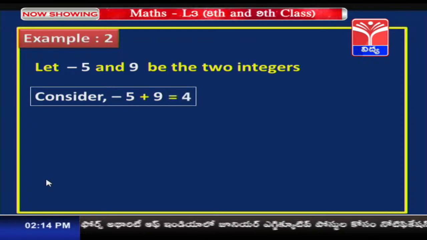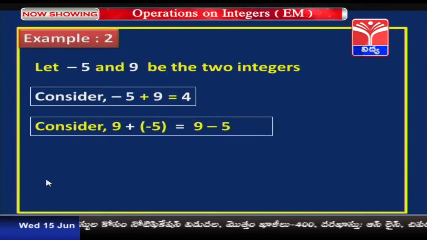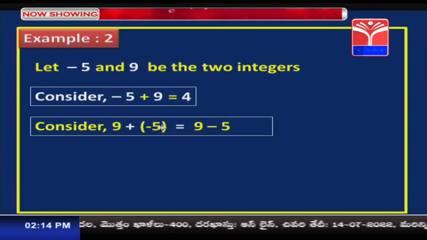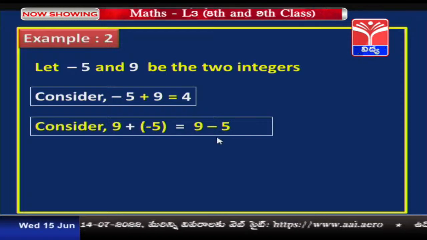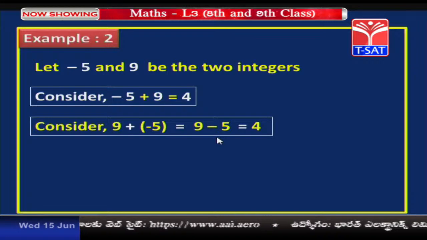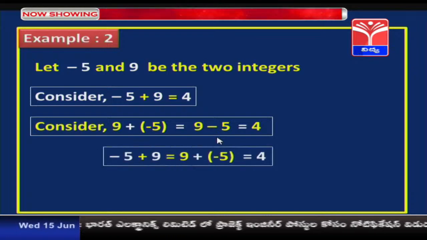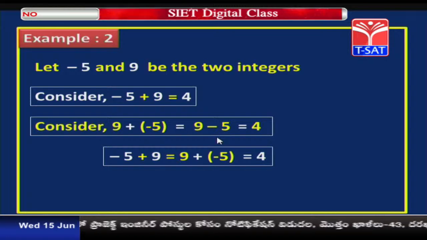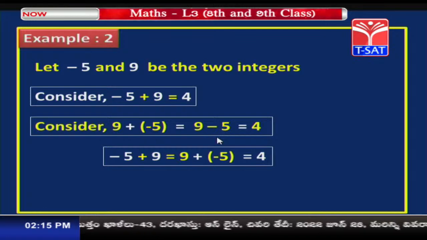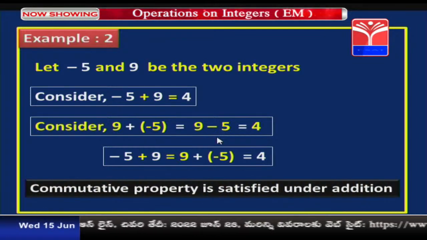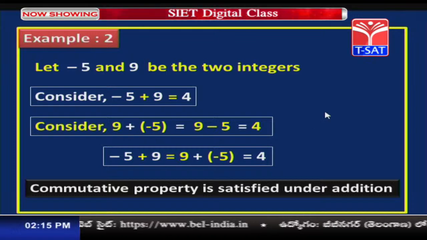Now, let us add these two numbers in other way, children, that is 9 plus minus 5. So, 9 plus minus 5 is nothing but 9 minus 5, plus into minus I write it as minus. Okay. Then what do you get, children? Yes, you got 4. So, here also I can say that minus 5 plus 9 equal to 9 plus minus 5. So, this is nothing but a commutative property under addition. So, we can say commutative property is satisfied under addition.